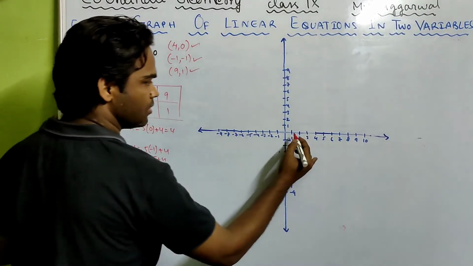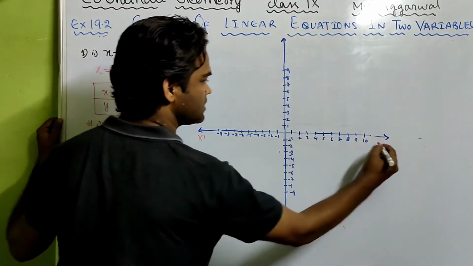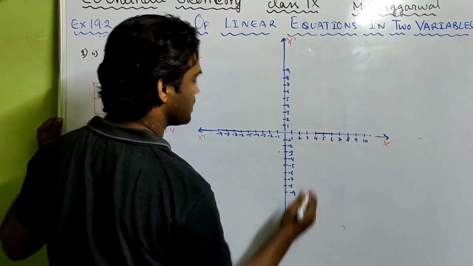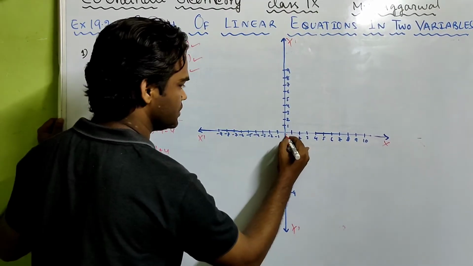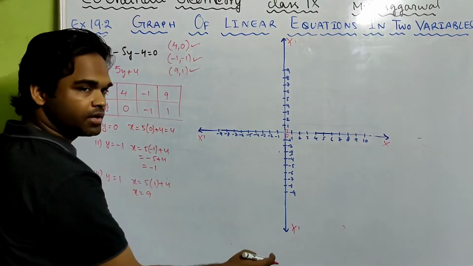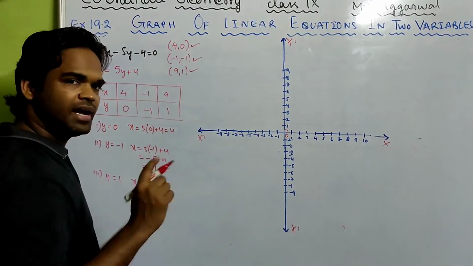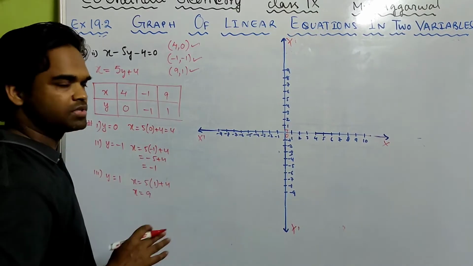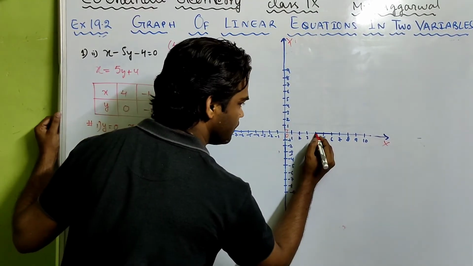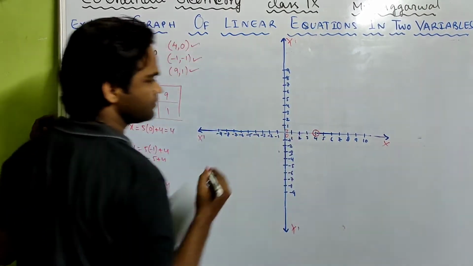4 comma 0. Look, this is your x-axis. This is your y-axis. Clear? This is the origin. The vertical one is your y-axis. The horizontal one is your x-axis. We have discussed all this in the previous video. Okay. Now 4 comma 0. See, 4 comma 0 is over here.